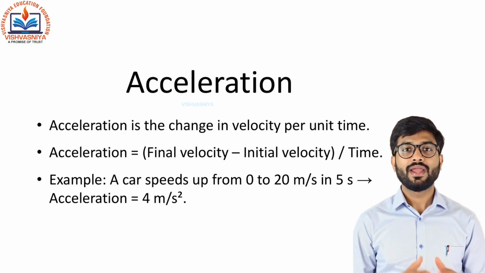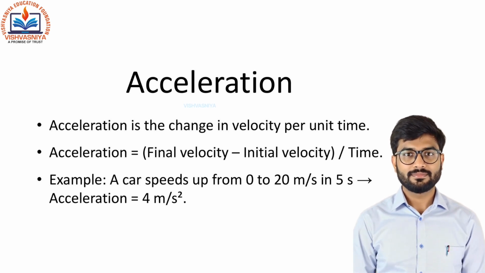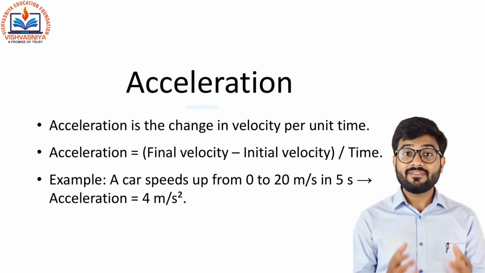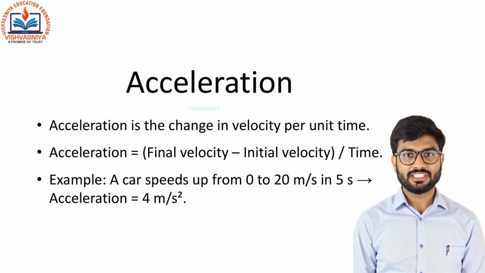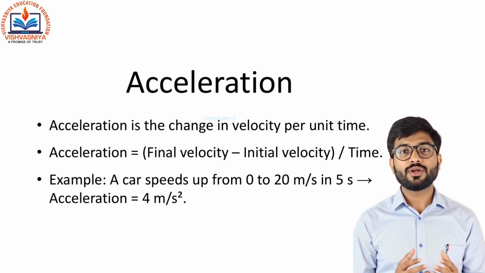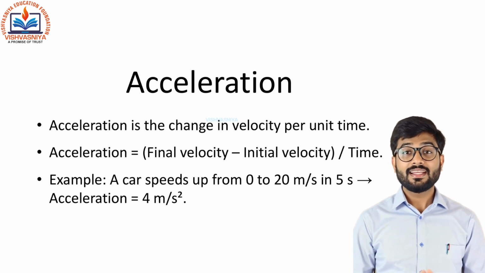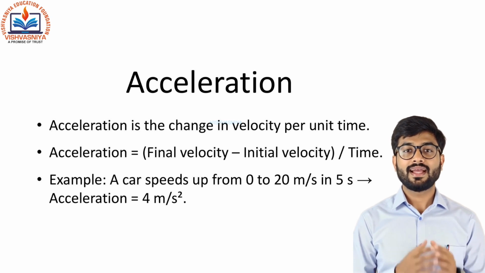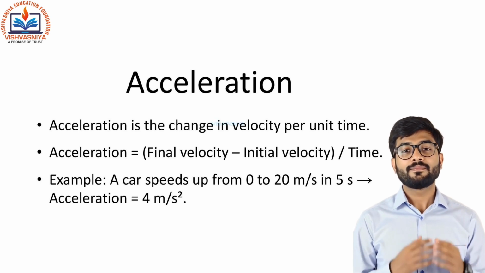Acceleration shows how quickly velocity changes with time. It is calculated as final velocity minus initial velocity, divided by time. If velocity increases, acceleration is positive. If it decreases, we call it negative acceleration or retardation. Example, a car's velocity increases from 10 meters per second to 30 meters per second in 5 seconds. Then acceleration equals 20 divided by 5, that is 4 meters per second squared.